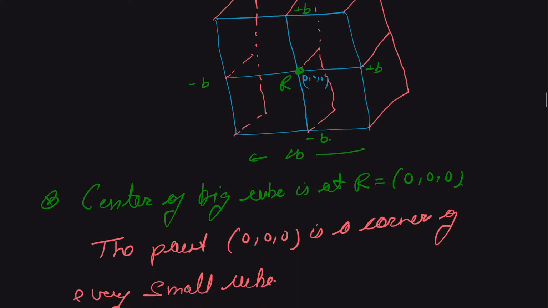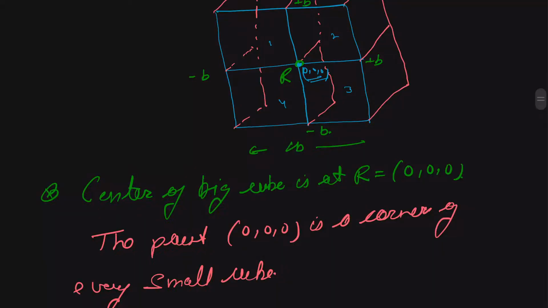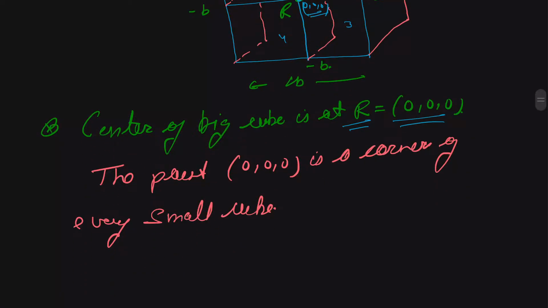From the front we can easily see that it consists of 4 cubes, 1, 2, 3 and 4, and all these cubes have one corner with a coordinate of 0, 0, 0. So it means the center of the big cube, which we have represented as capital R, has a coordinate of 0, 0, 0, and the corner of every small cube also has a coordinate of 0, 0, 0.